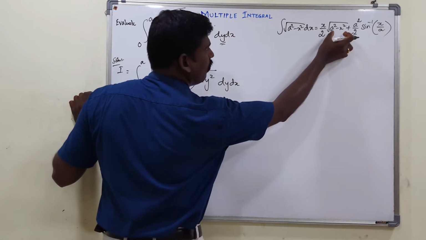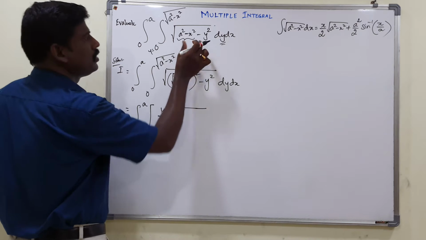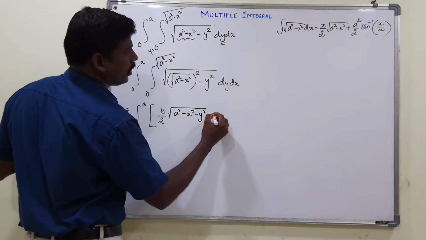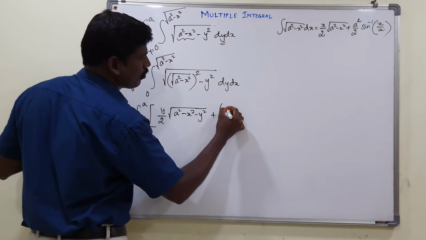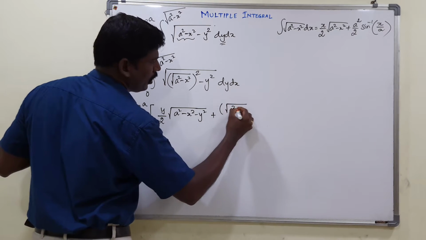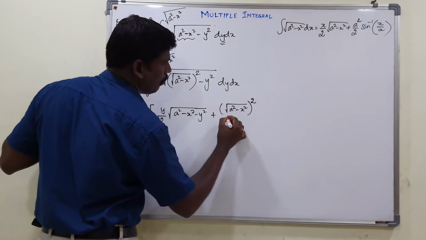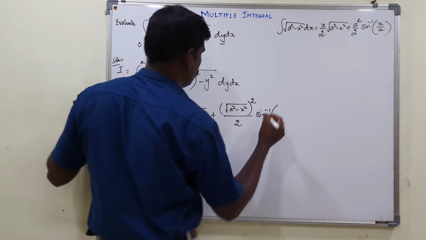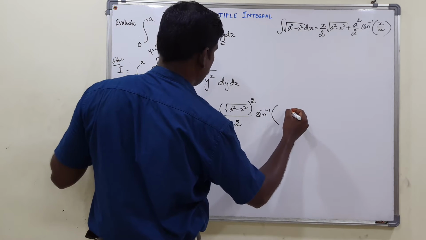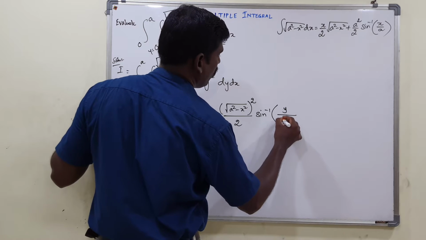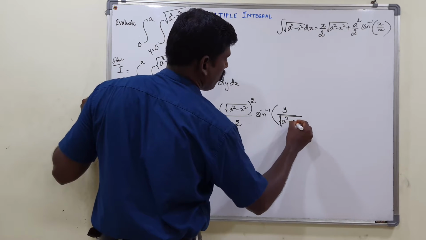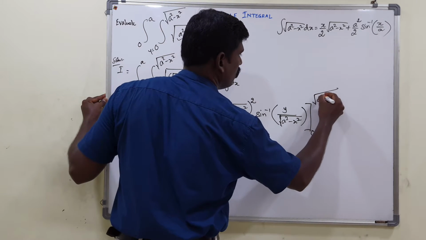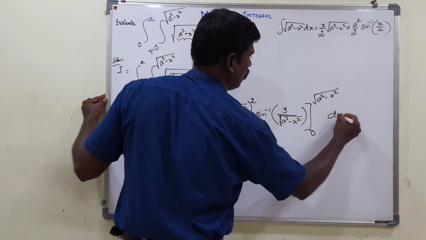The same integral is here. So this is the same as this one: a square minus x square minus y square, and then plus a square by 2. What is a square? Root of a square minus x square the whole square by 2 into sine inverse. What is x? x is y by a. What is a? Root of a square minus x square. Limit from 0 to root of a square minus x square into dx.